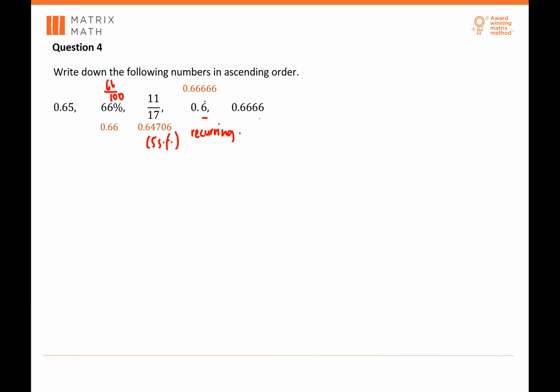So how are we going to arrange this? The obvious one, 0.64706, must be the smallest, followed by 0.65. And then you have 0.66, the recurring 6, and the one with the fourth 6. Of course, the 66% must be the smallest of these three. So remember to put the 66%, the original value given, followed by 0.6666, the one with four digits of 6, and finally the recurring one, 0.6 with the dot at the top.